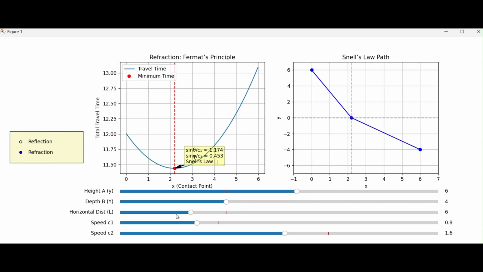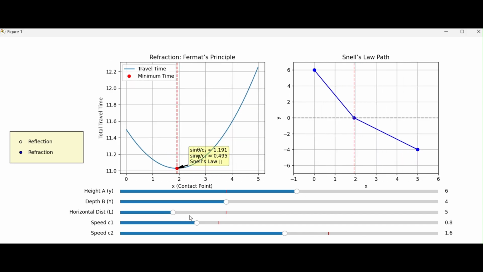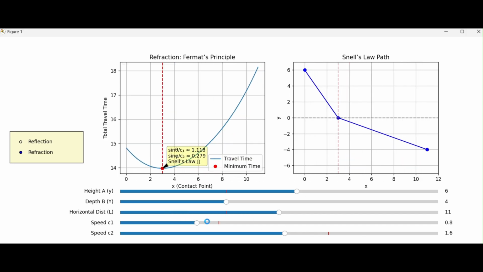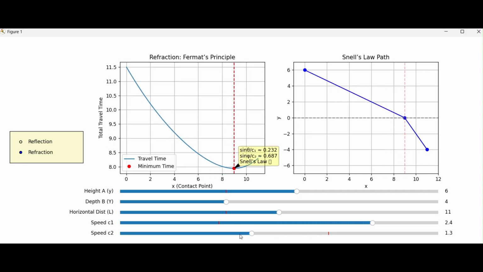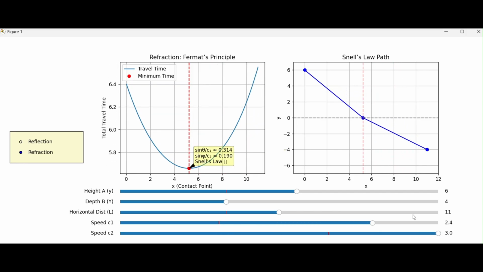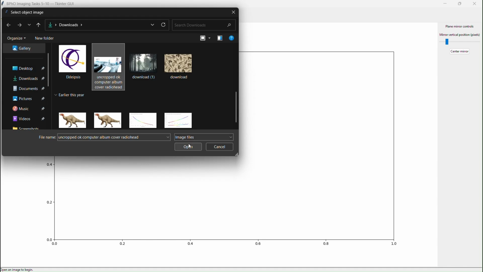Whereas in refraction mode, the minimum occurs at x where Snell's law holds, as the right graph equals the ray path and the actual geometry of the light path from A to S to B, using the x value from the minimum time on the left graph.